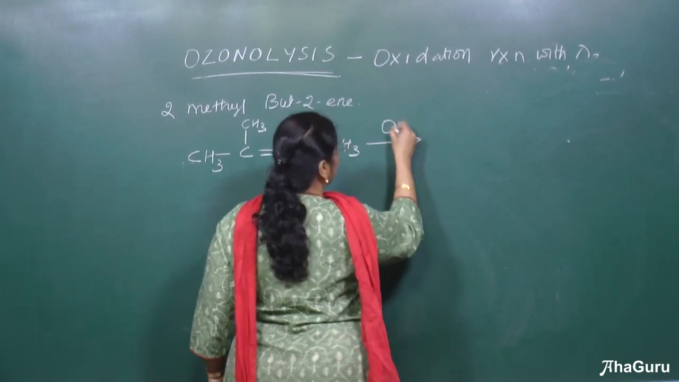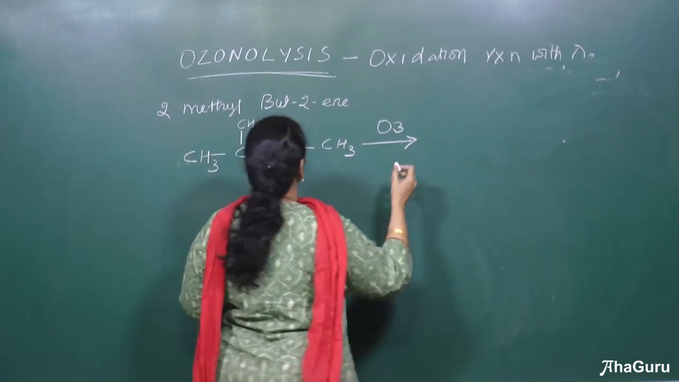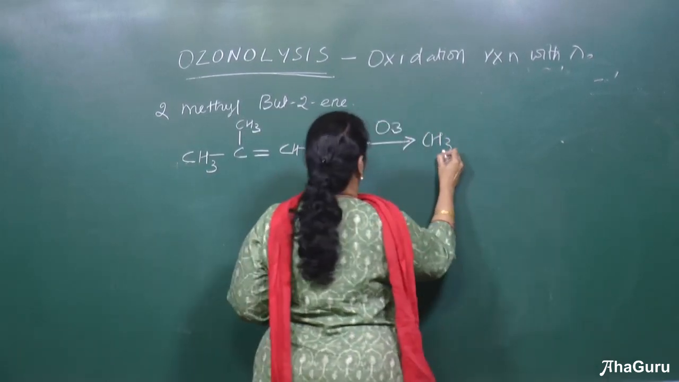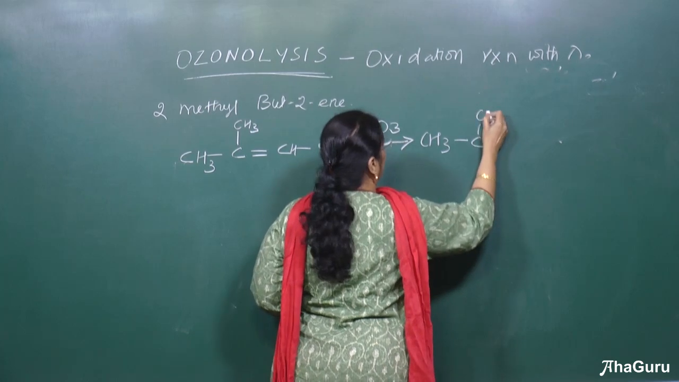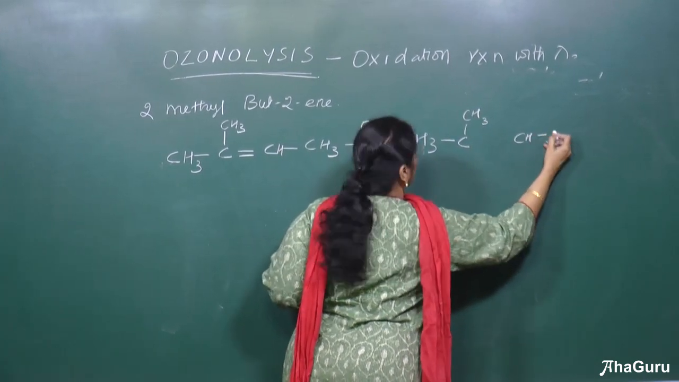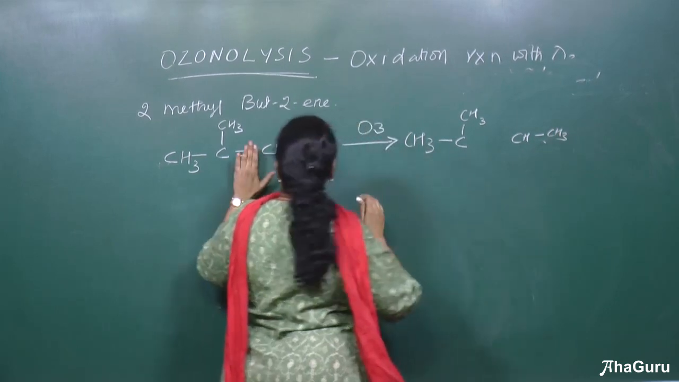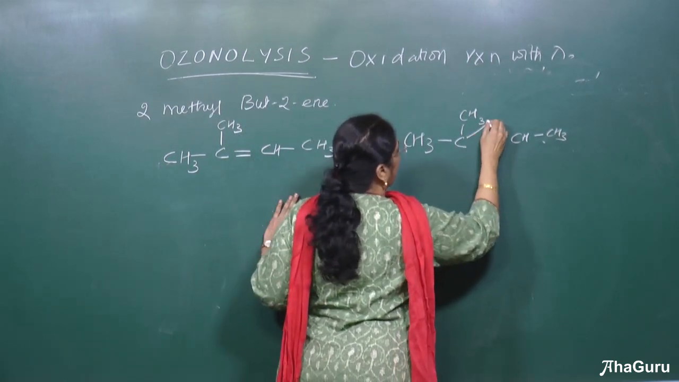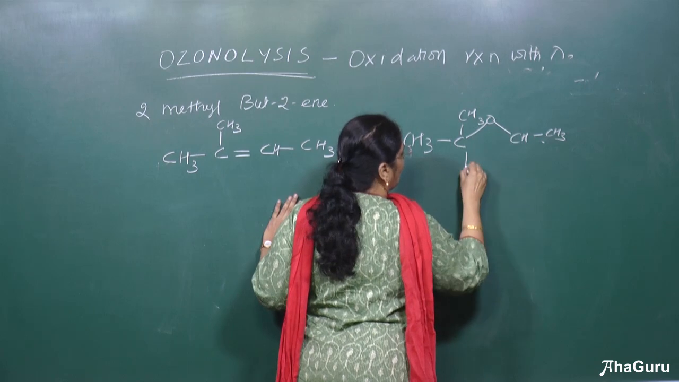So, first is O3, the first step. We will add this across the double bond. Let me remove the double bond first. I have removed this double bond here. Then I am adding the 3 O's like this.